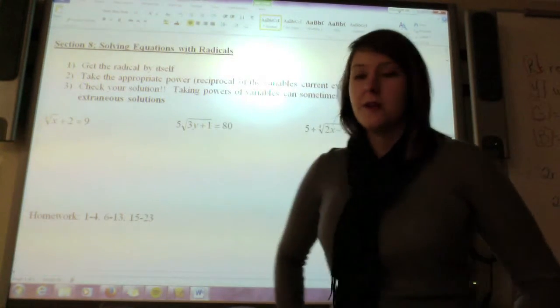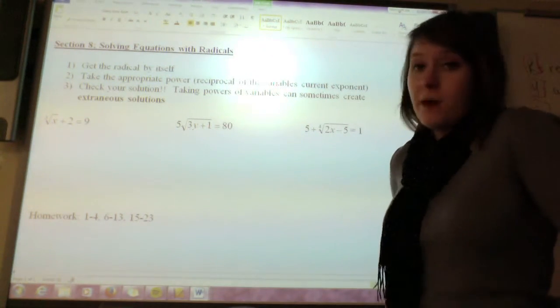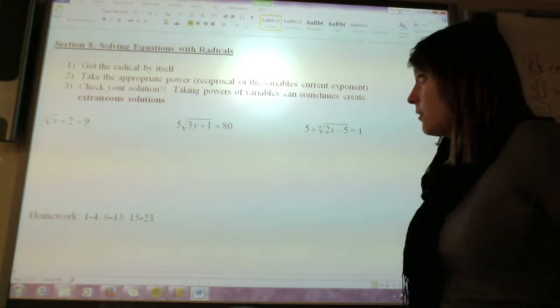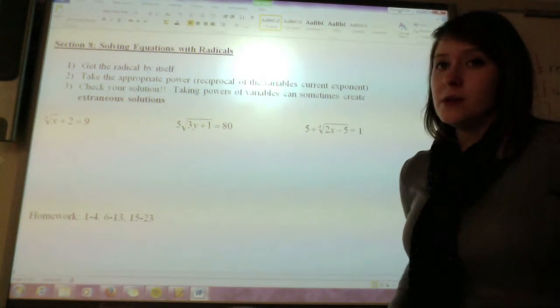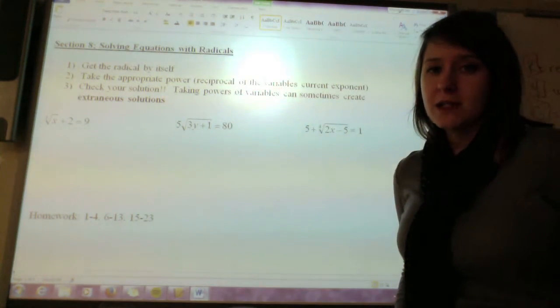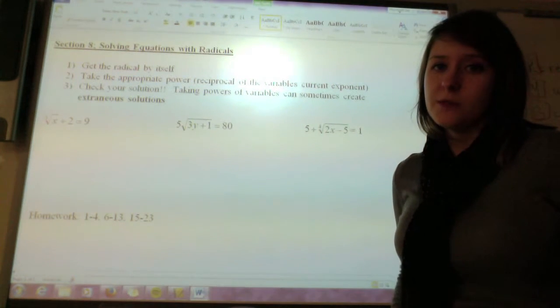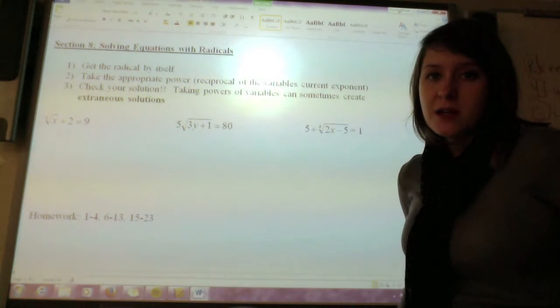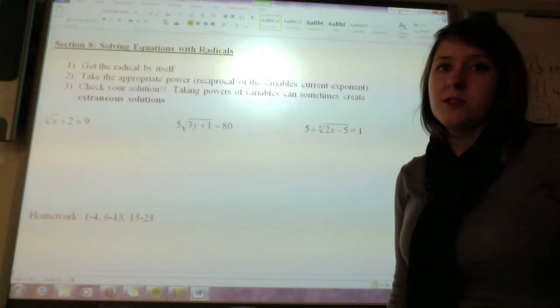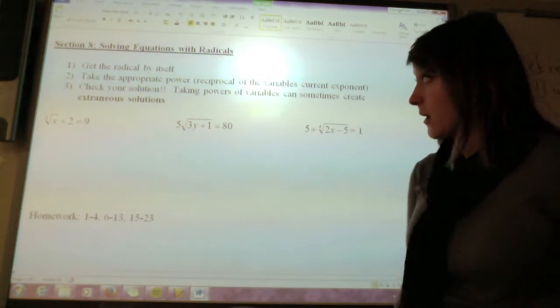Alright, next up we're going to do section 8 of chapter 8, which is called Solving Equations with Radicals. Again, in chapter 7 we talked about solving equations with rational powers. This is basically the same thing, we're just writing it with radicals.